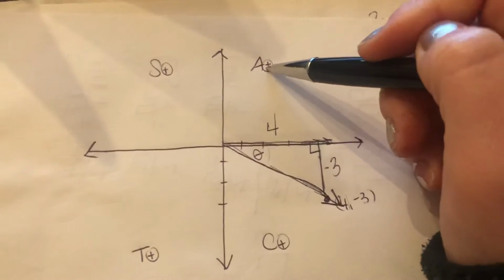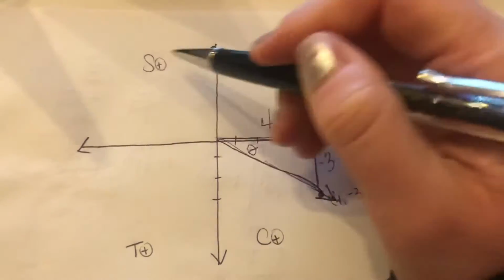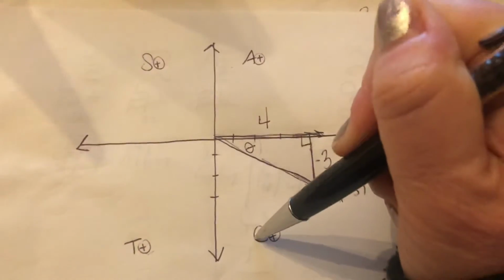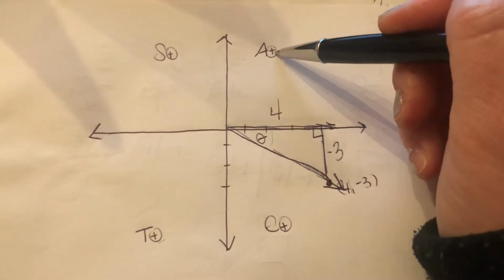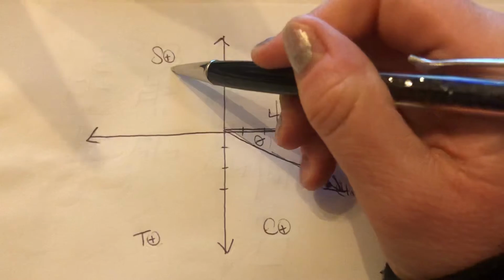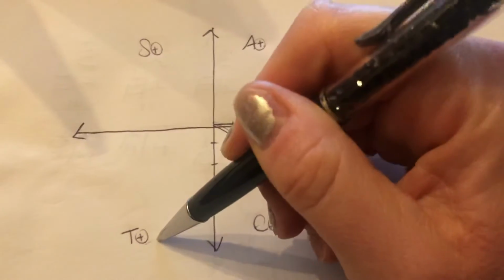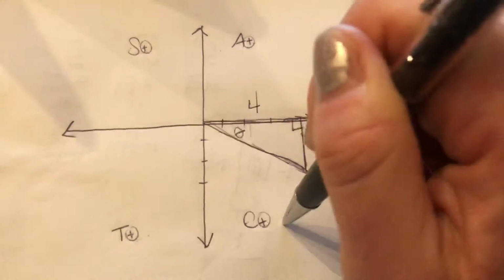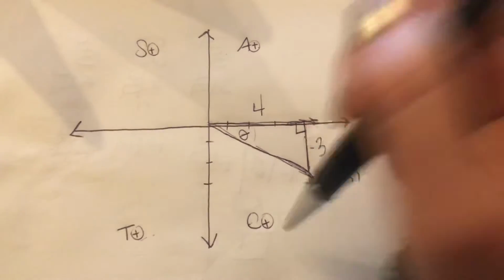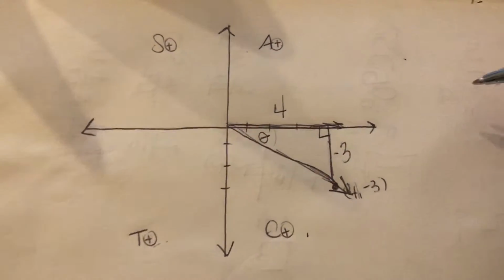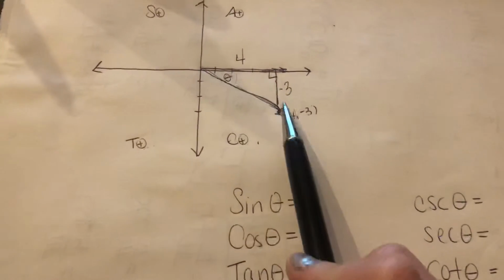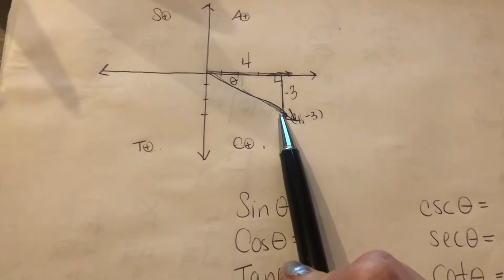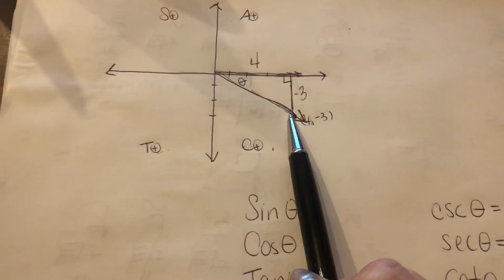I wrote this up here to remind you. Remember, I put All Students Take Calculus. That's a little helpful trick to remember that everything's positive in this quadrant, only sine is positive in this quadrant, only tangent is positive in here, and only cosine is positive here. All right, so I want to find the 6 trig functions of this angle theta if this is a point on the terminal side, okay?